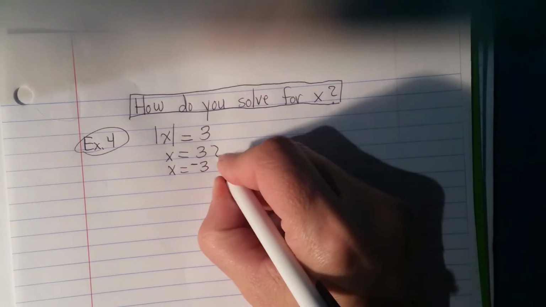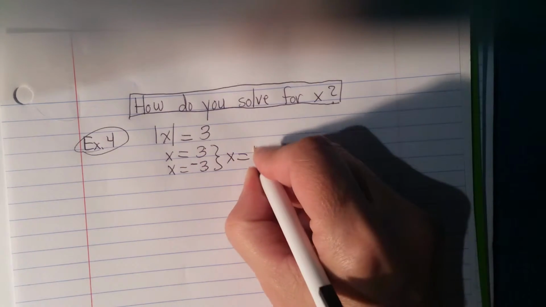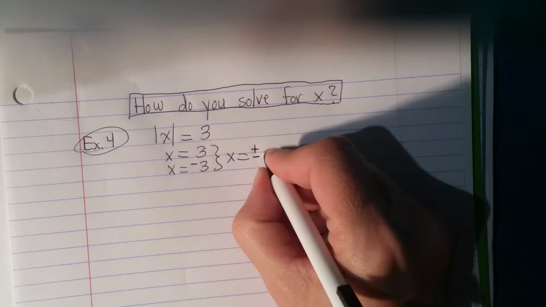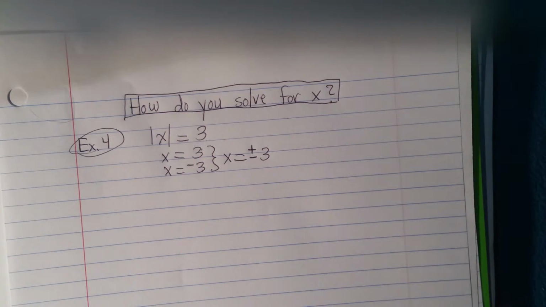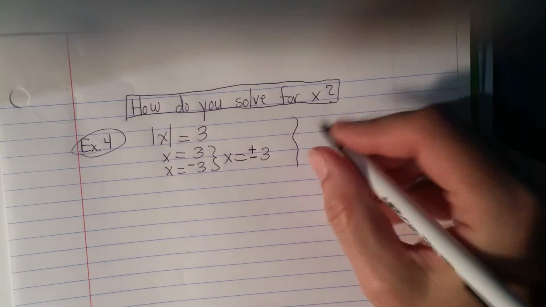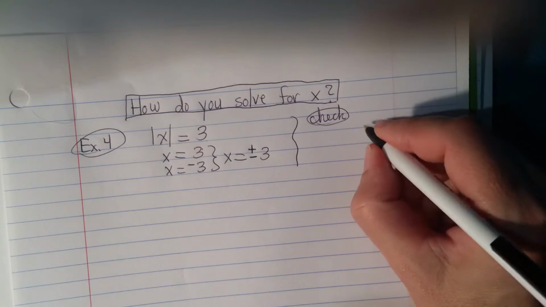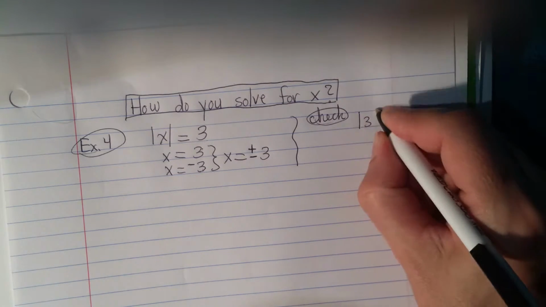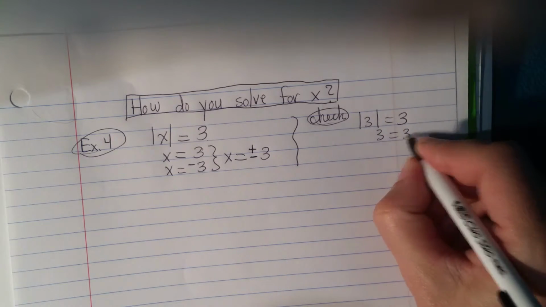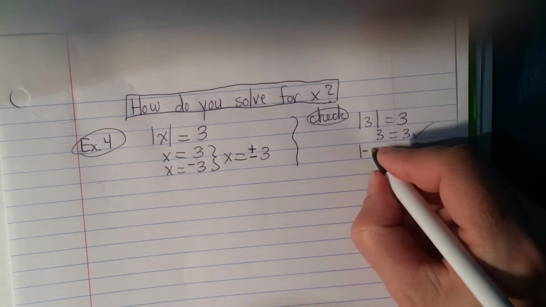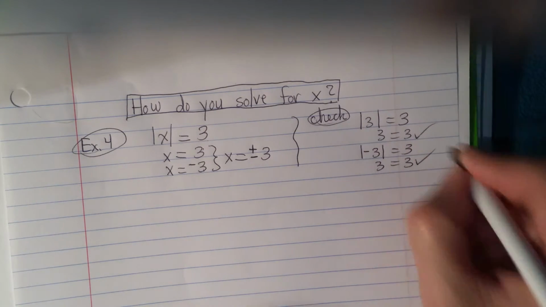So the way to write 3 and negative 3 is like this. You put a plus minus 3, which means 3 and negative 3. Then to check this one's really easy, but I'll plug in a 3. And yes, 3 equals 3. Then plug in the negative 3. And that really equals 3.